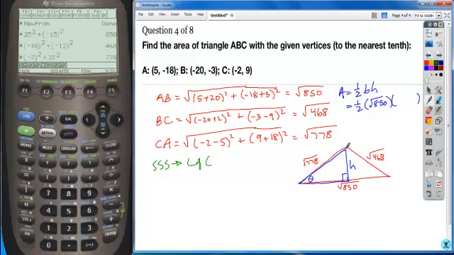So when I set up the law of cosines for this whole red triangle here, I'm going to start with the side opposite that angle. So I'm going to take root 468 squared and set that equal to the sum of the squares of the other two sides, so root 778 squared plus root 850 squared, minus 2 times the quantity root 778 times root 850 times the cosine of that unknown angle, which I'll call theta. Okay, so now it's just a matter of solving this.